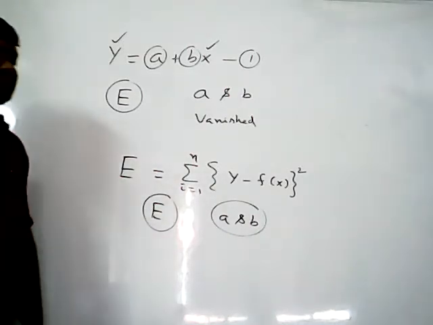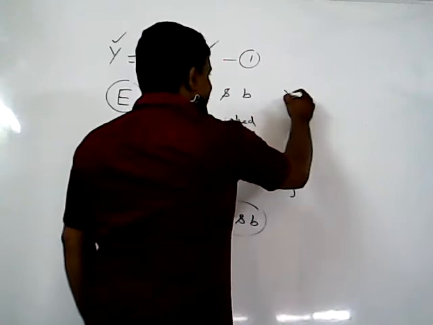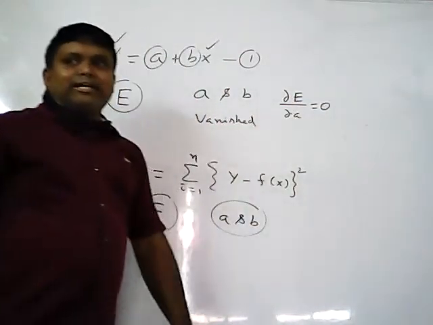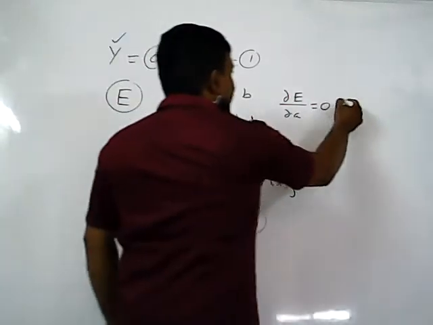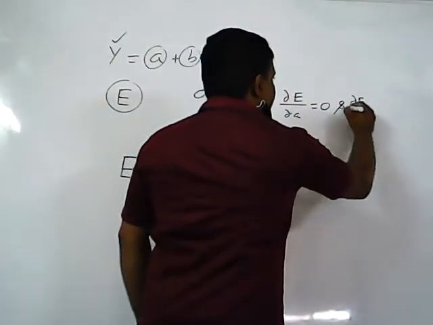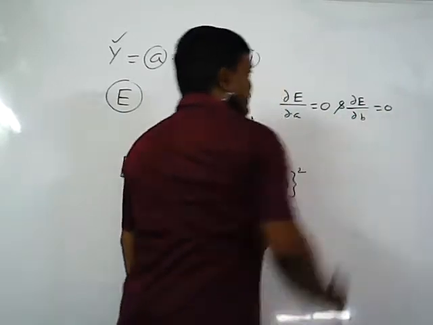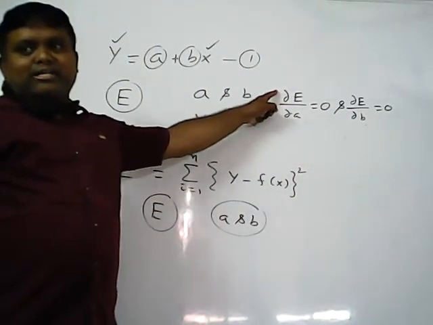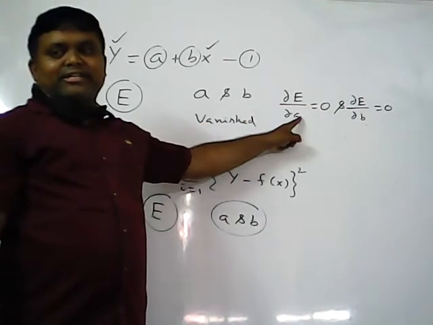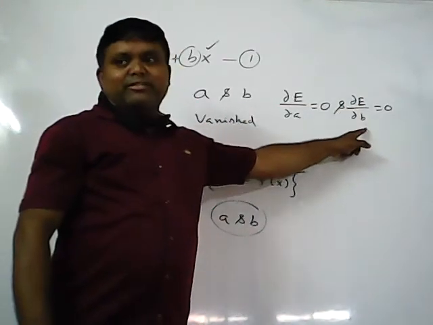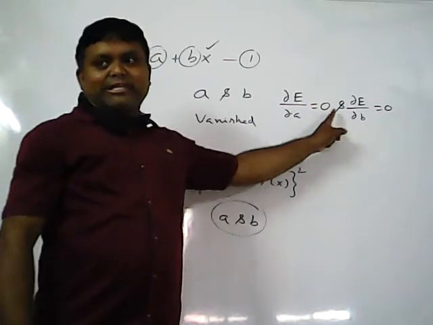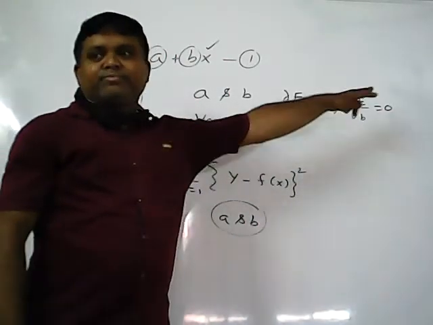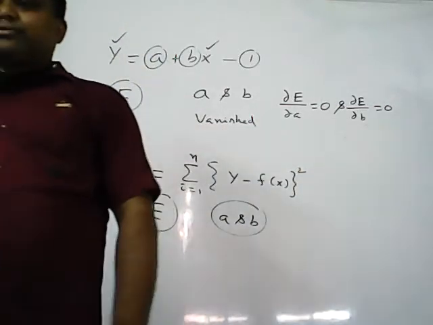What is the meaning of that sentence? That is, dou E by dou A equal to 0 and dou E by dou B equal to 0. Dou means partial differentiation. So partial differentiation of E with respect to the constant A and with respect to the constant B, that must be vanished separately. Vanished means equivalent to 0. That means dou E by dou A equal to 0 and dou E by dou B equal to 0.